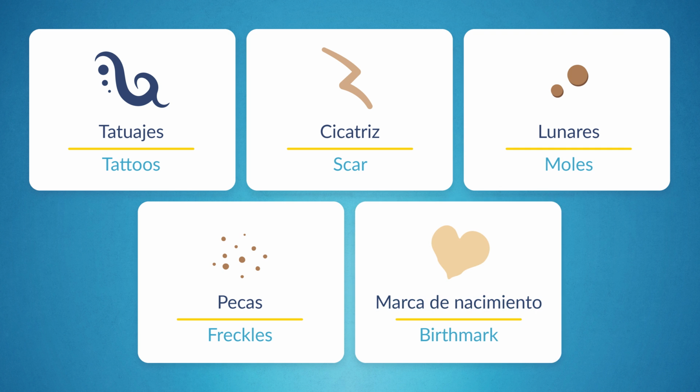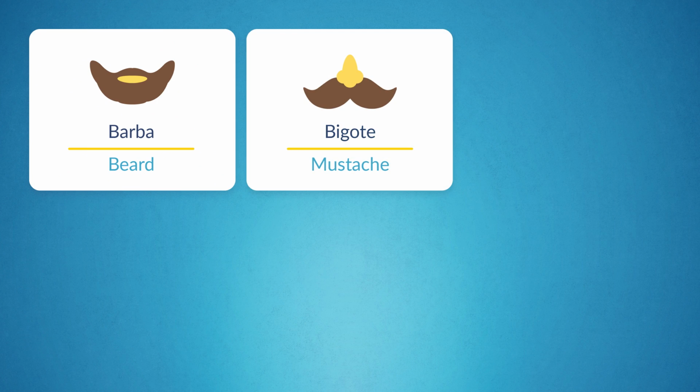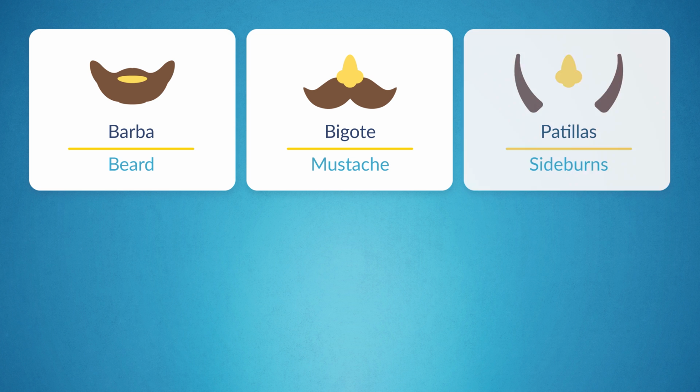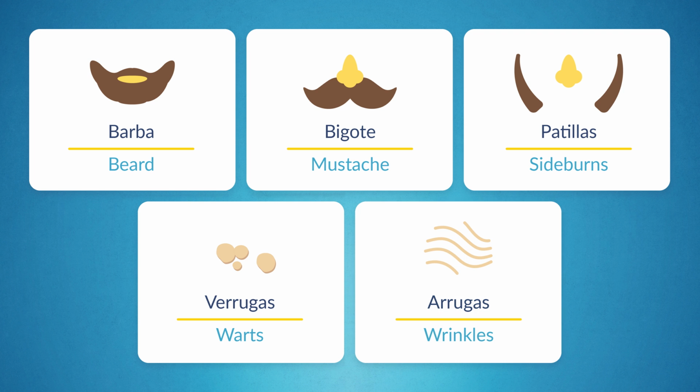A marca de nacimiento is a birthmark. A barba is a beard. A bigote is a mustache. And patillas refer to sideburns. Verrugas are warts. And arrugas, on the other hand, are wrinkles.